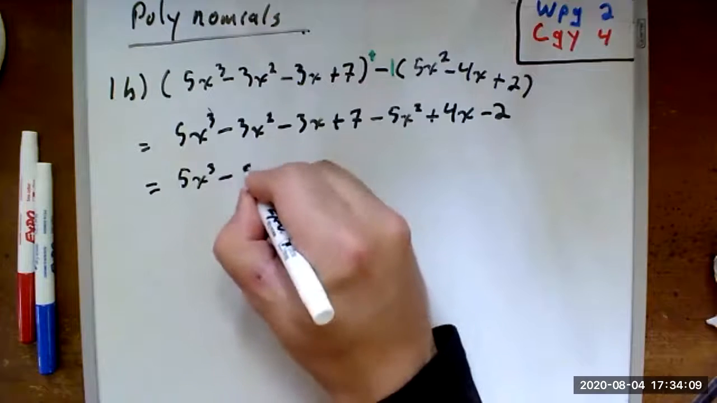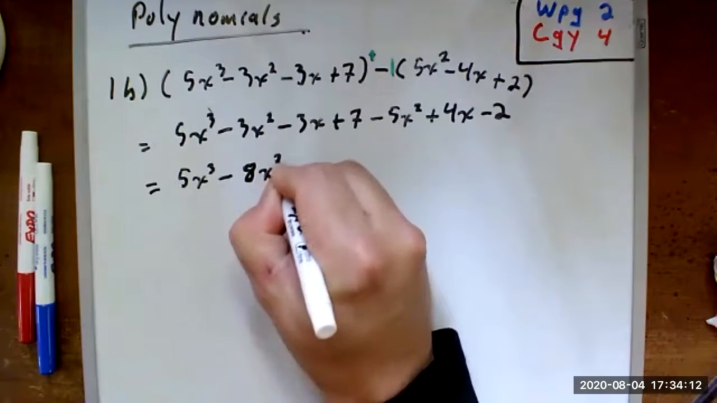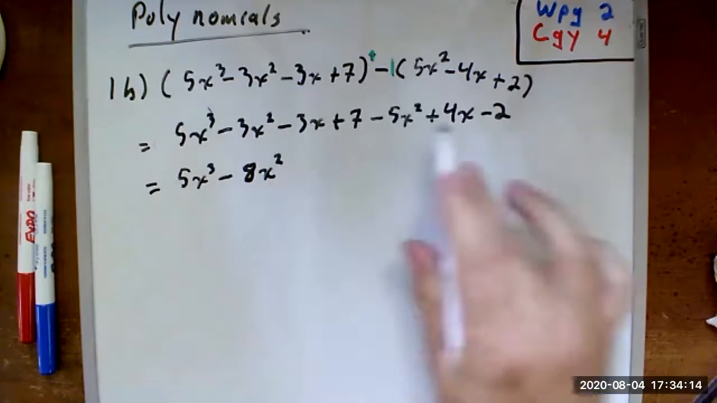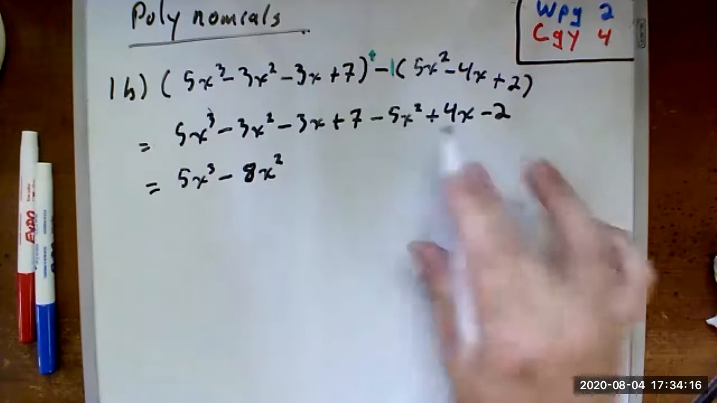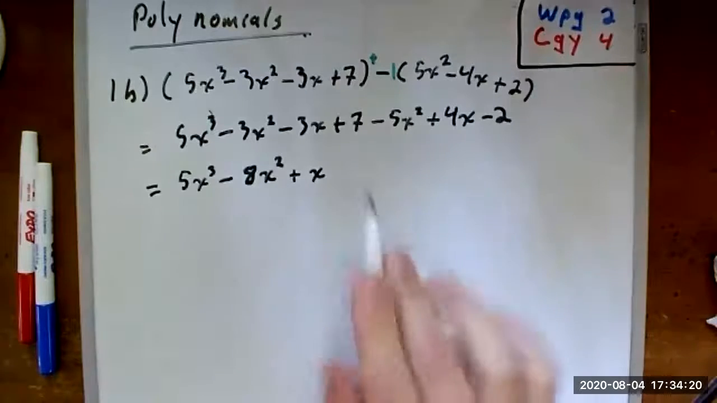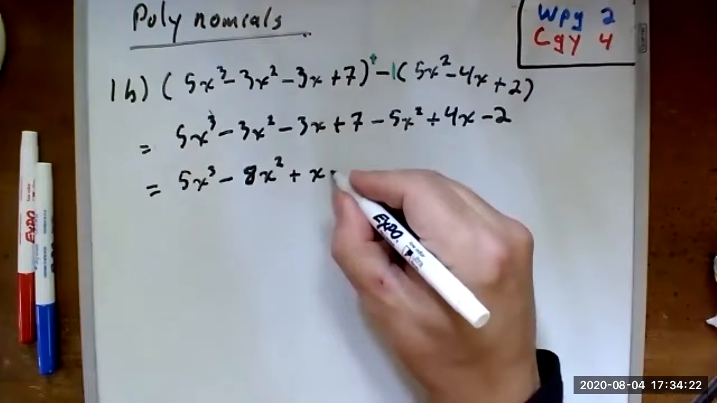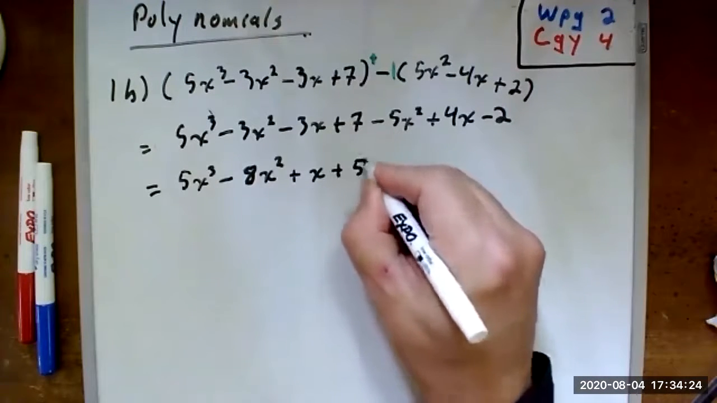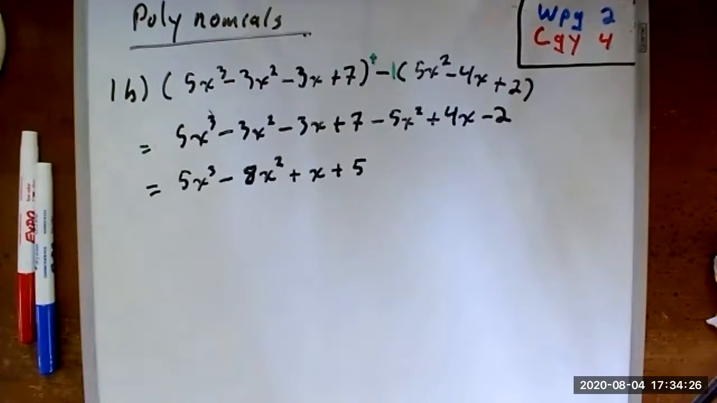I only have the one cubed term, so 5x cubed comes down. I have negative 3x squared minus 5x squared. I owe $3, I owe another $5, so I owe $8. Negative 3x, positive 4x: I owe $3, but I have $4, so I'm left with $1. 7 minus 2 gets us 5.